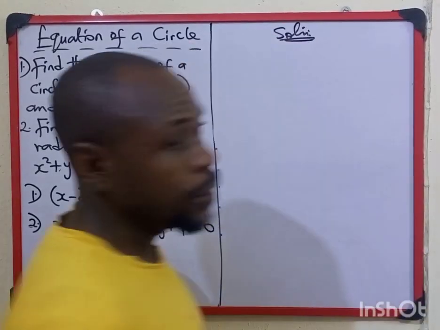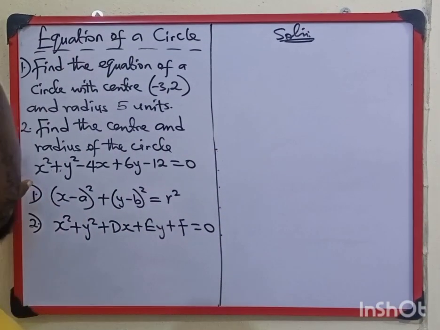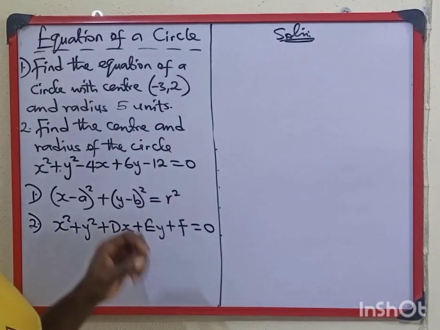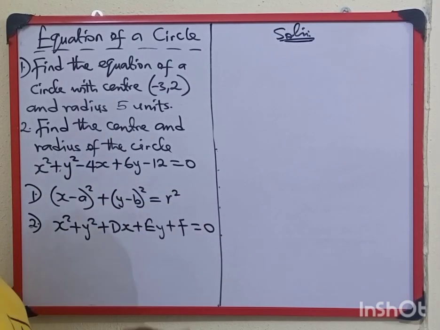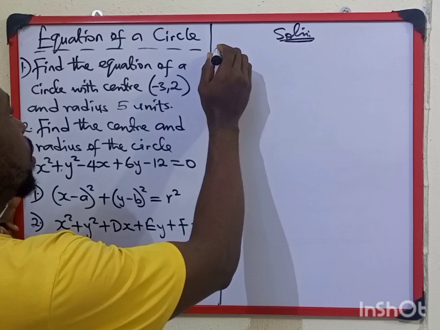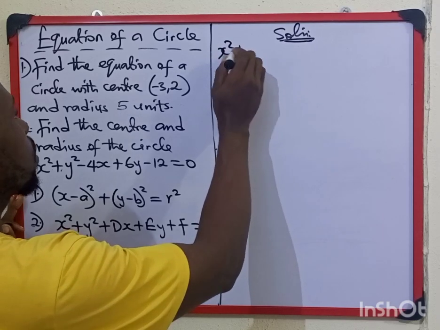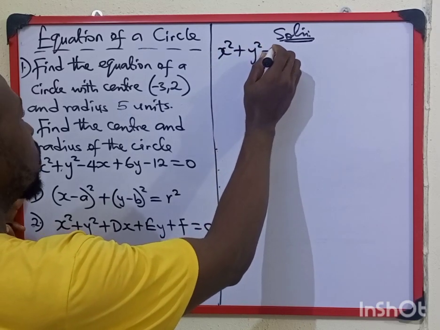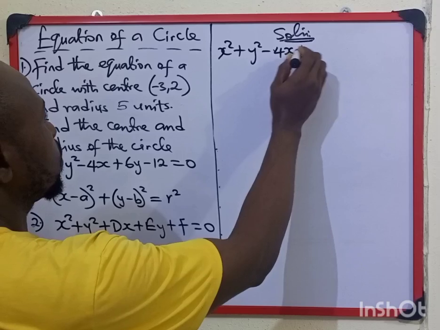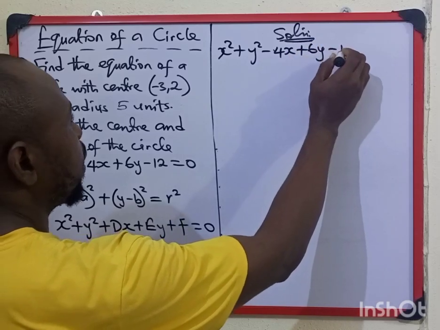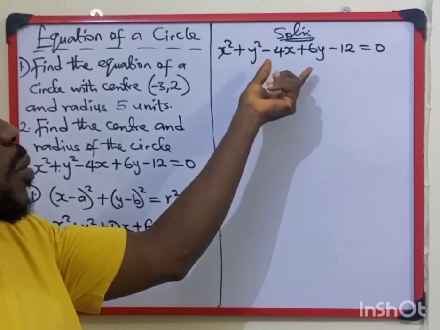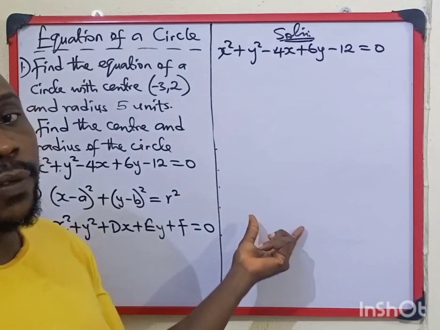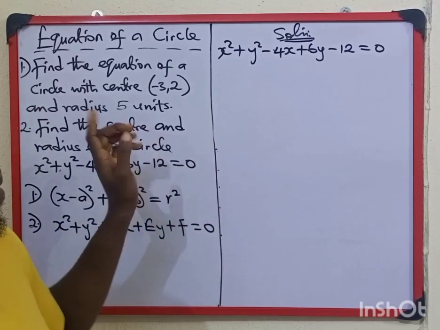Okay, so we are going to move on to the second question. The second question says find the center and radius of the circle. I'm going to rewrite the equation: x squared plus y squared minus 4x plus 6y minus 12 equals 0. You can see that it looks almost exactly like the one we just solved in number one.